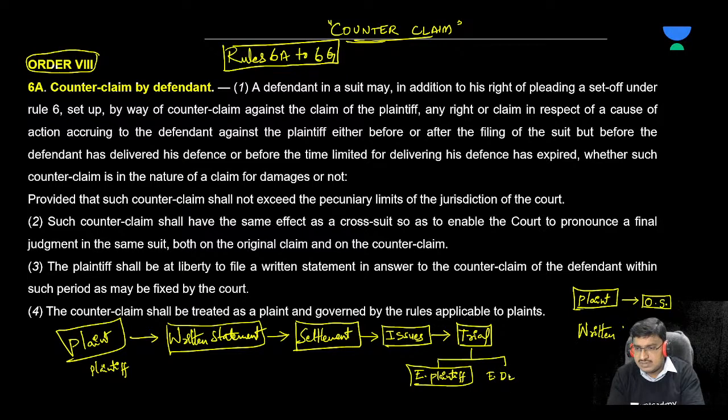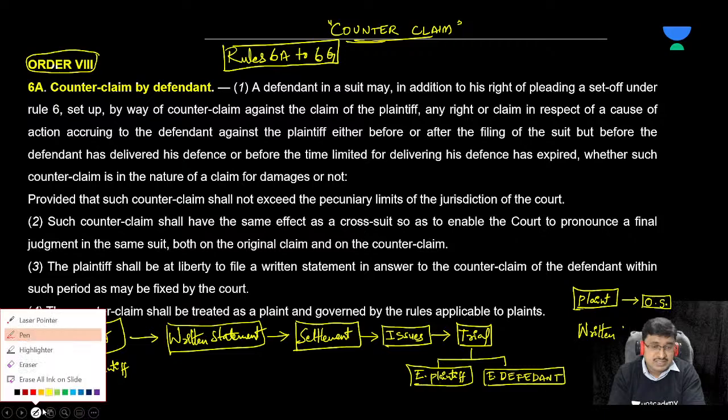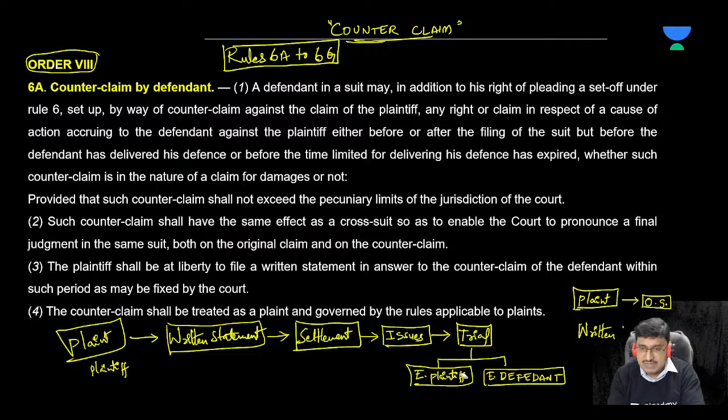Evidence of the defendant. Therefore, friends, both the plaintiff as well as the defendant have to produce their evidences, their witnesses before the court of law. Okay. Trial means producing the evidences of both the parties.